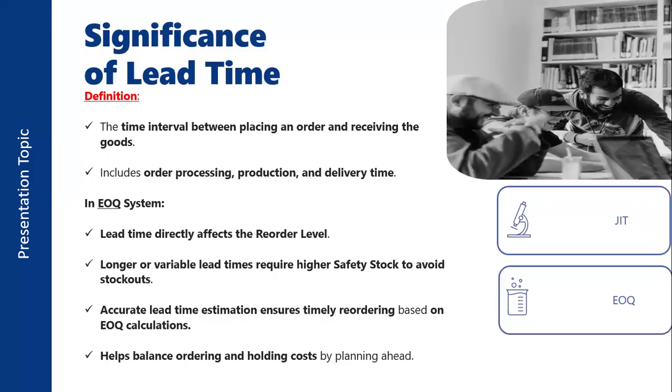Now, from the EOQ side, the lead time directly affects the reorder level. The higher the lead time, the more the order level is prolonged. So a longer, variable lead time requires higher safety stock, otherwise it leads to a stockout situation. That is why efficient controlling and monitoring is important from the EOQ side. Accurate lead time estimation ensures timely ordering based on the calculation of EOQ. It helps to balance the ordering and holding costs, both sides of the cost, in planning ahead.